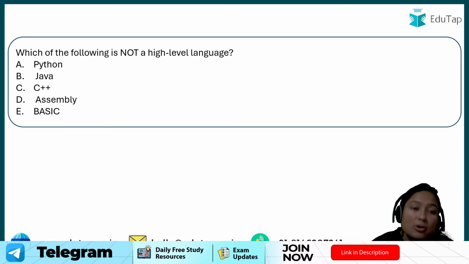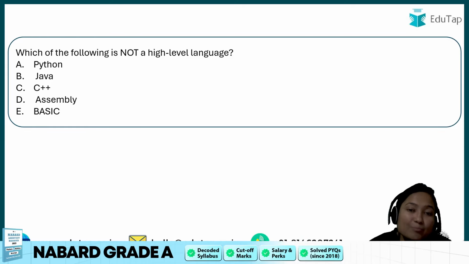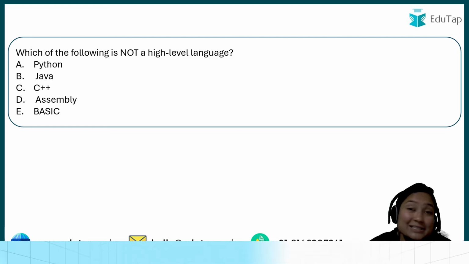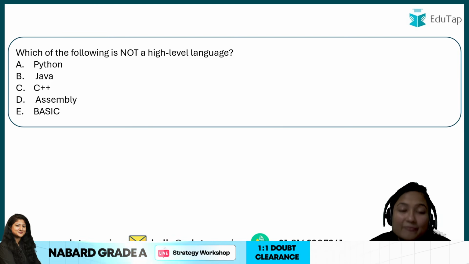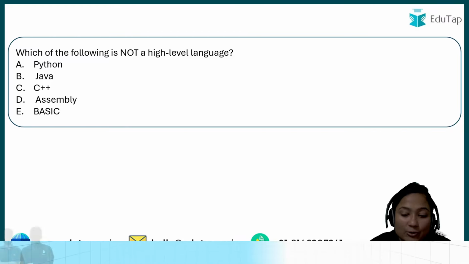Okay. Now, which of the following is not a high level language? Python, Java, C++, assembly, basic. Again and again, students, I have told you the question might seem very difficult, but you will have to focus on option D, assembly language. Assembly language is the only low level language besides machine language. Okay, so assembly language you will have to remember.